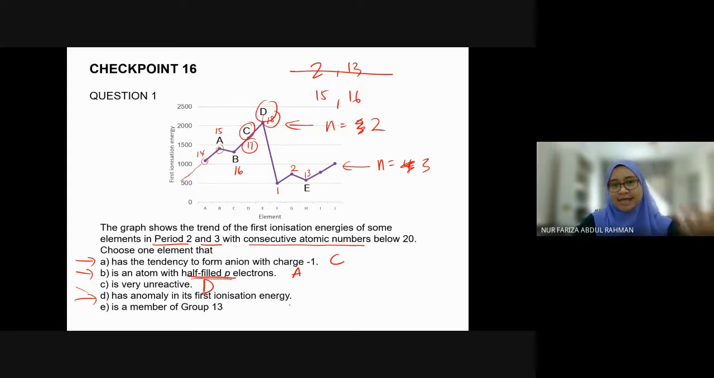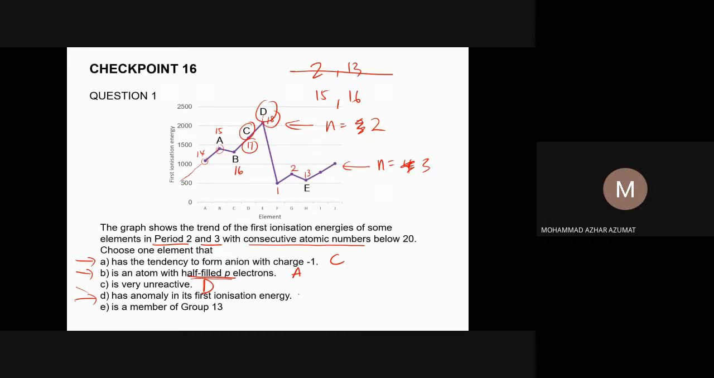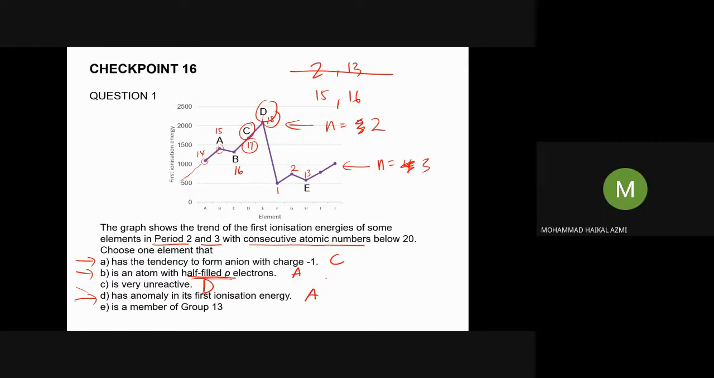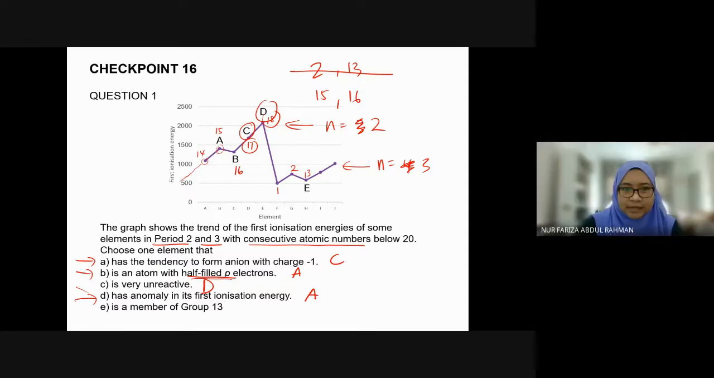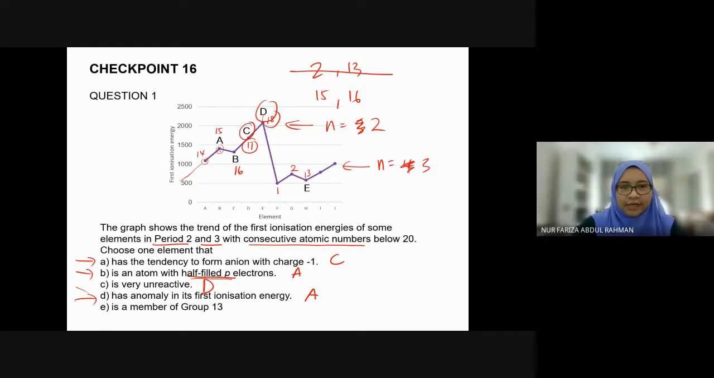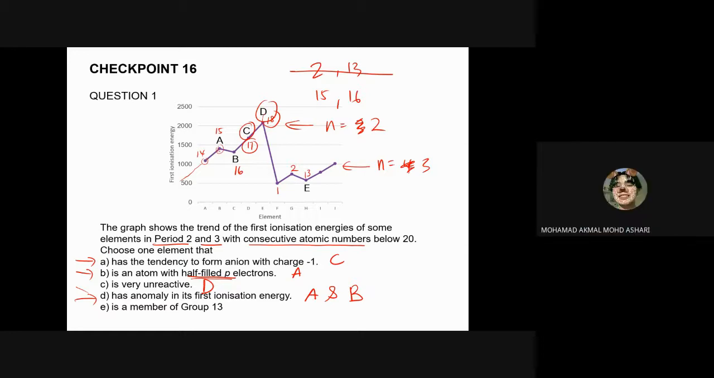Anomaly. 15, 16, B and E. Sorry, B and the E. Answer? A and B. B and E. A and E. Are you sure E? B and E. D. A and E, is it? A and B. Okay, sorry. A and B, yes. So kalau dia cakap has anomaly, suppose Madam, kenapa bukan B dengan E? B dengan E.